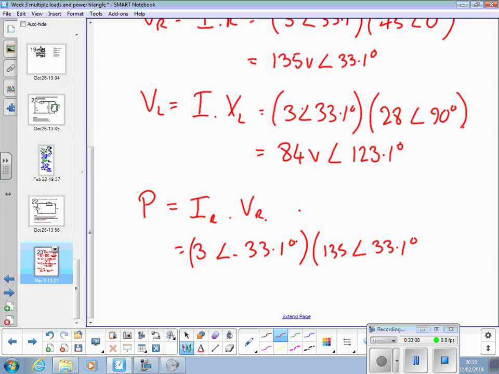Yeah. And because they're in phase, all we're interested in is the magnitudes. The angles actually cancel each other out. And we got a power of 405 watts. Yep.